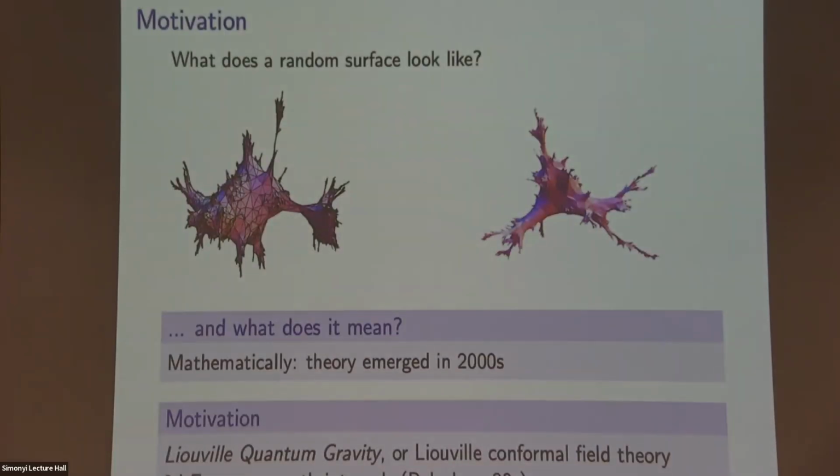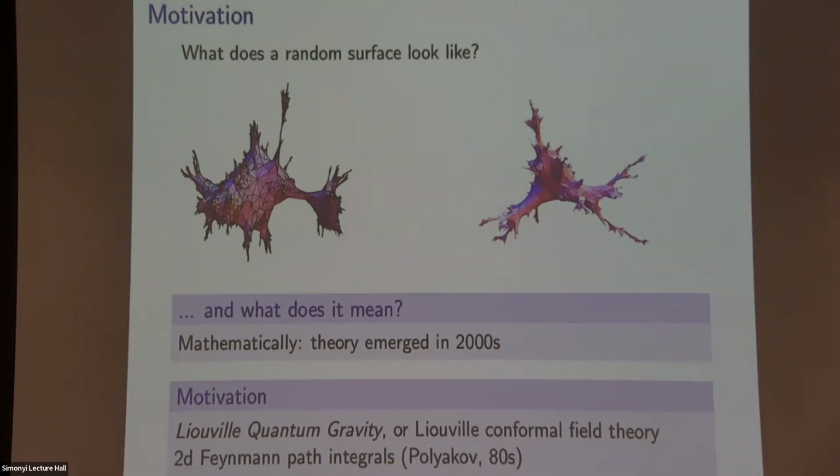Right, so motivation starts with a very basic question: what does a random surface look like? This is what it might look like. You can imagine having a list of surfaces in a bucket, and you pick one without looking at random, and you ask yourself, what does it look like? This is the sort of thing it might look like. Very different from the kind of smooth surfaces you might have studied in geometry. I don't know, because I never took a geometry course, but I'm pretty sure they're different.